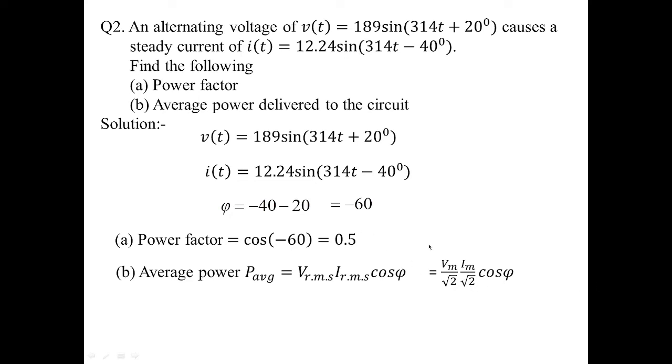So substitute the values we have. We have the maximum value of voltage, 189 by root 2, and the current 12.24 divided by root 2, multiplied with cos φ, that is cos of the phase angle, which is 0.5. Substituting the values, I get 578.3 watts. So this is how we solve this kind of problem. I hope you understand how we are following the analysis of the RL circuit.